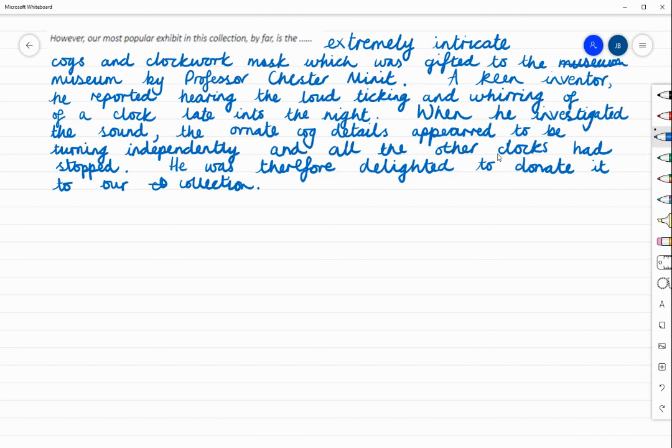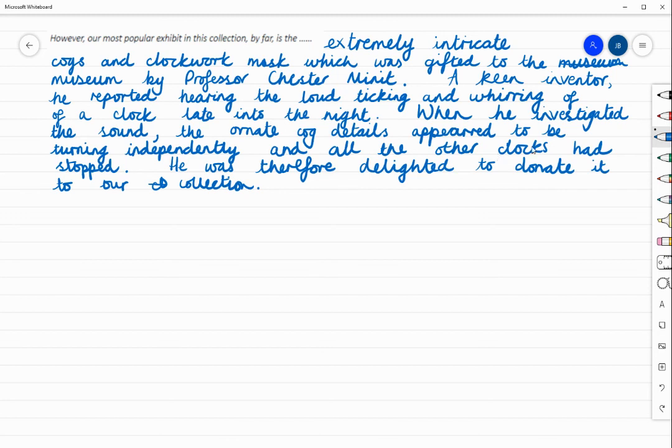Okay. However, our most important... Oh, sorry. Start again, Mrs. Buck. However, our most popular exhibit in this collection, by far, is the extremely intricate cogs and clockwork mask, which was gifted to the museum by Professor Chester Minute. A keen inventor, he reported hearing the loud ticking and whirring of a clock late into the night. When he investigated the sound, the ornate cog details appeared to be turning independently, and all the other clocks had stopped. He was therefore delighted to donate it to our collection.